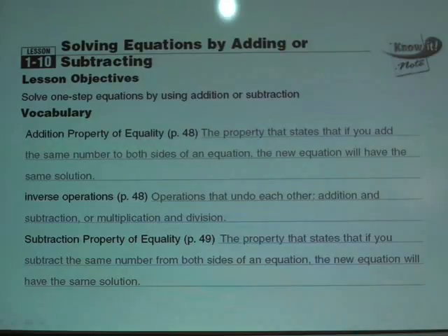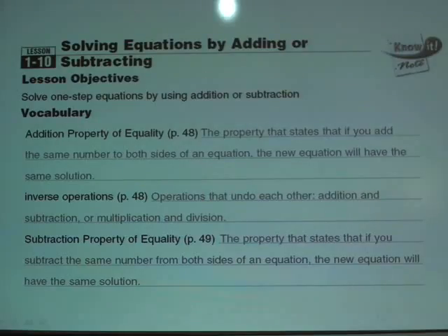The addition property of equality. That's the property that states that if you add the same number to both sides of an equation, the new equation will have the same solution. And that's how we're going to solve subtraction problems. And yes, I understand it's the addition property, but the addition property is how we solve subtraction problems. And we'll see that in just a moment.